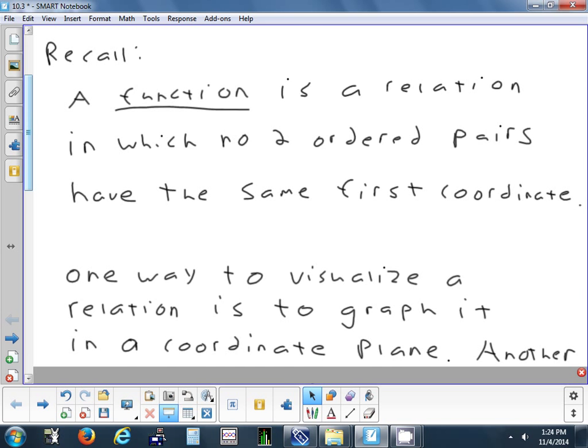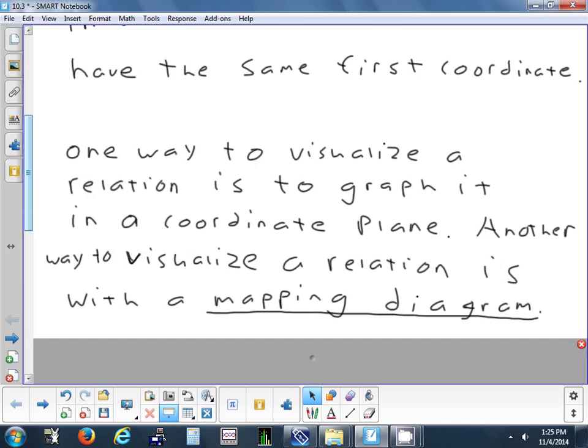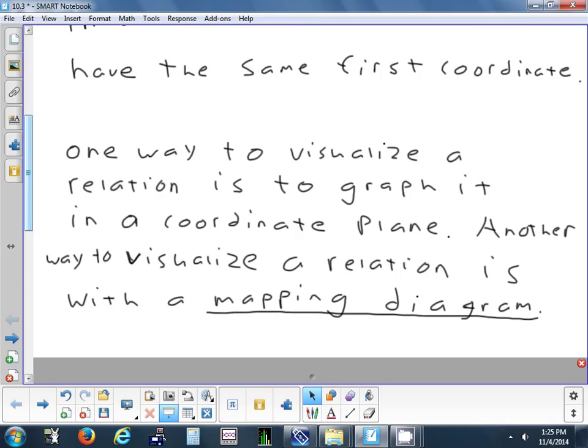So guys, I'm going to ask you on there, two ways to visualize a function. What would one way be? Who can tell me by raising their hand? What's one way you can visualize a function? Mr. Hager just talked about it. Somebody besides Caleb. What do you think, Will? Graph. Yeah, graph it, right? You can graph it on a coordinate plane.